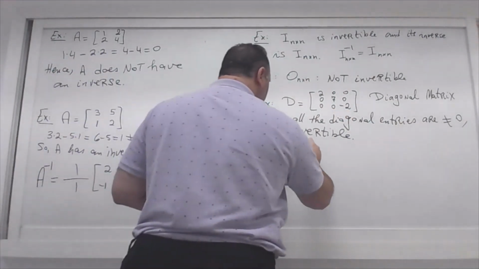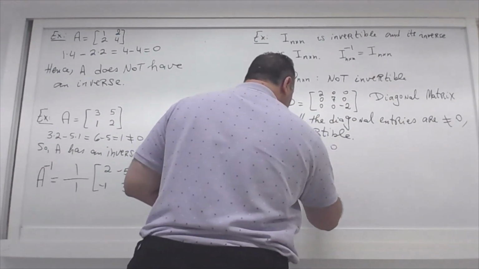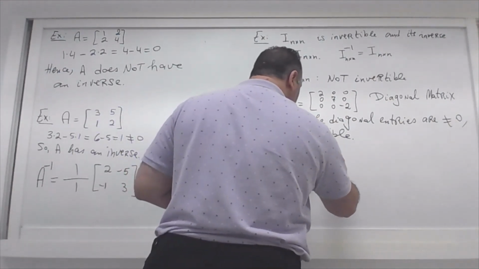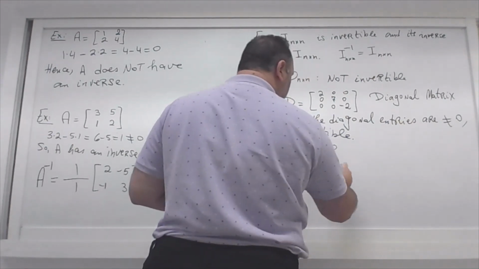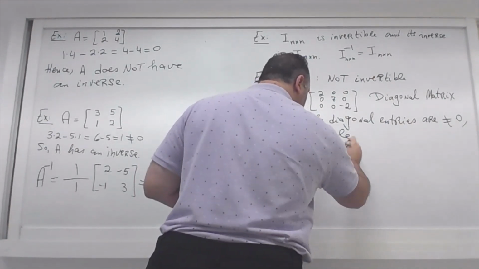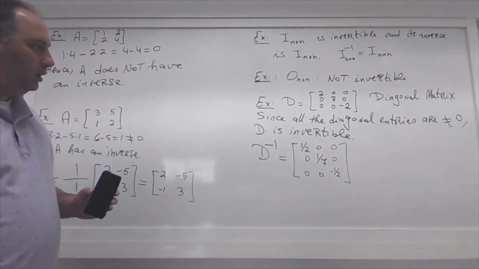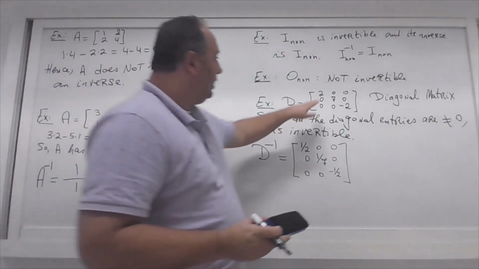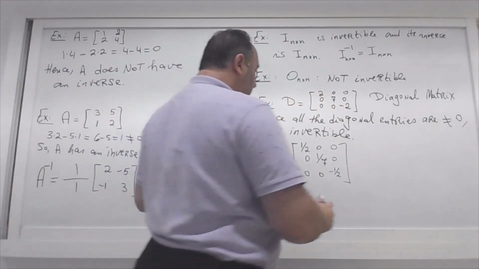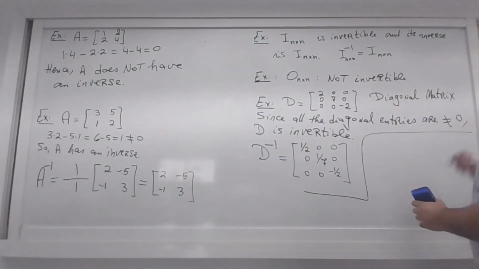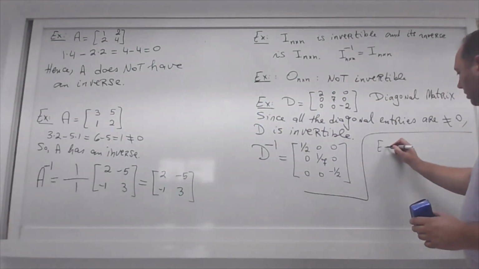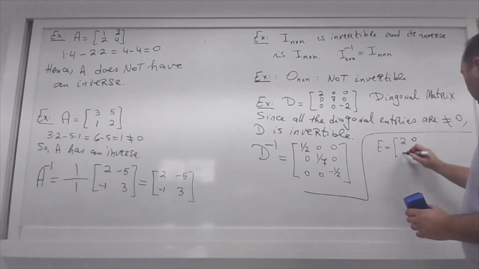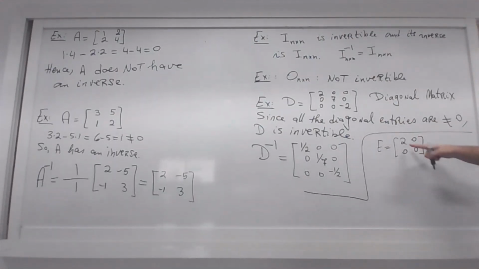So it's going to be 1 over 2, the rest is 0 here, then 1 over 7, and then negative 1 over 2. This goes for any diagonal n by n. What happens if I have 0 on one of the diagonal entries? Well, that's no good. So let's say I have a matrix E that is 2, 0, 0, 0. Well, this is diagonal, fine, but I cannot compute 1 over 0. So this matrix does not have an inverse.